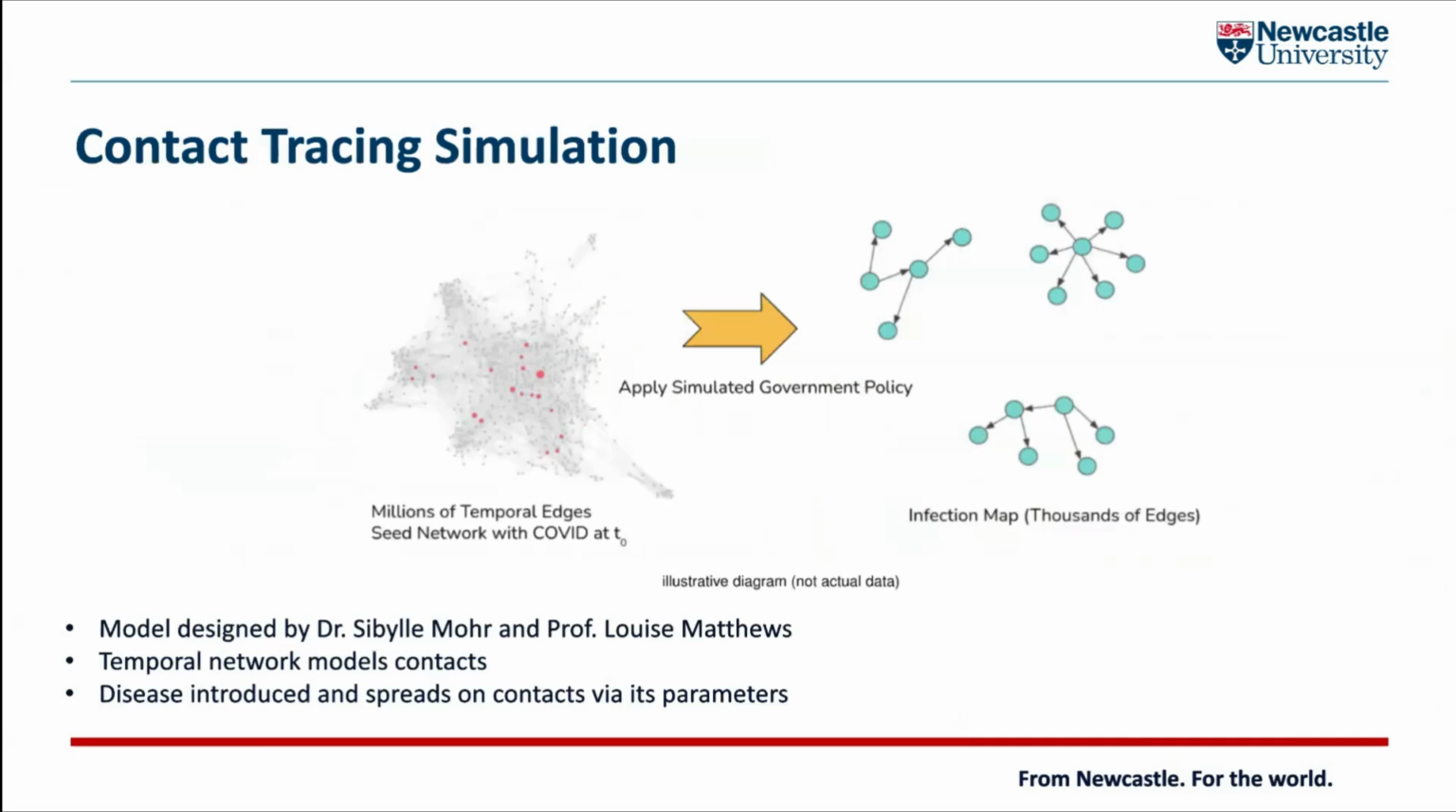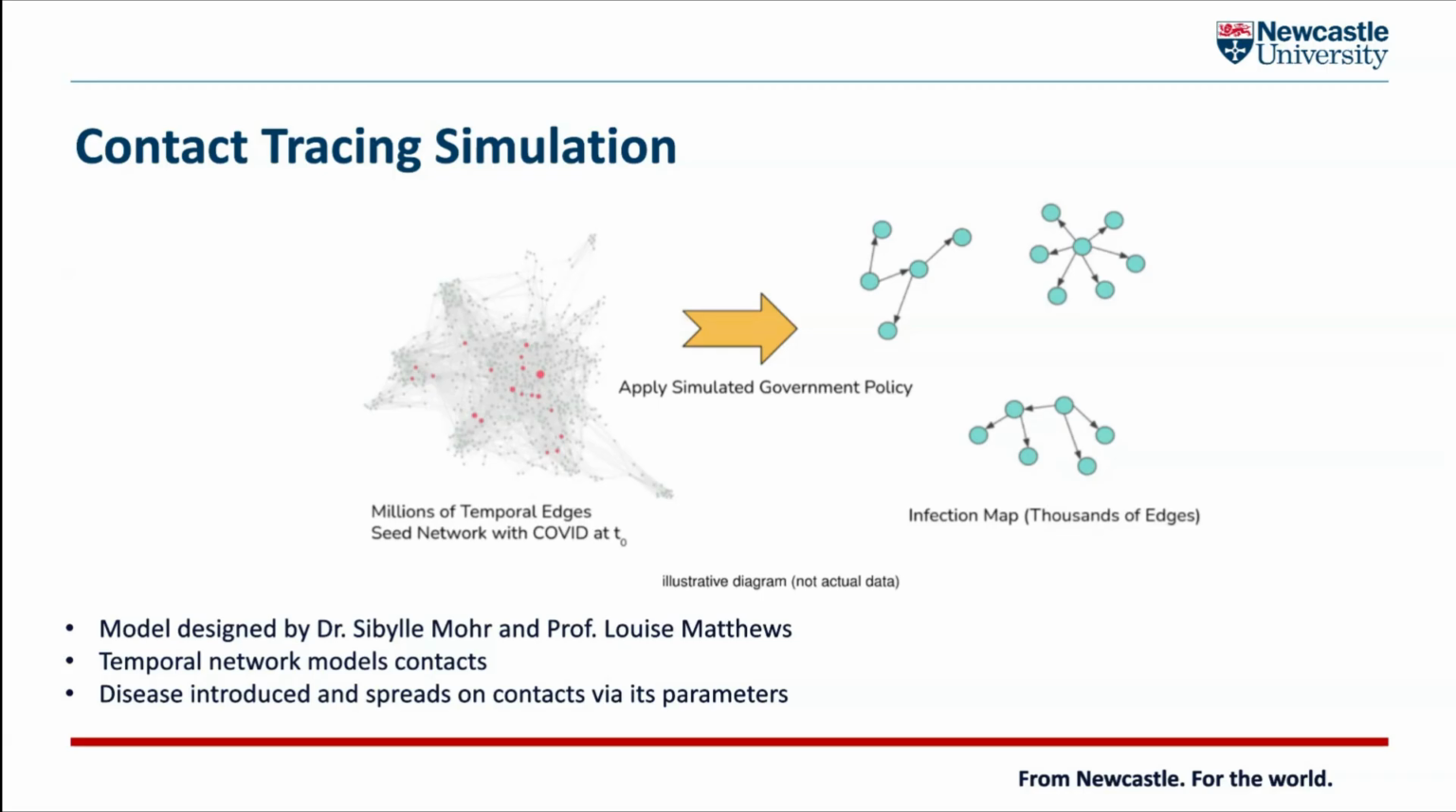When we entered the first lockdown in May, I was contacted by Min Chen, who put me in contact with some people at Glasgow, and they had a contact tracing model for simulating government policies. So you had a very large network of simulated contacts between individuals. This is a temporal network, similar to the ones I was drawing with social media. So you have an edge with a specific time.